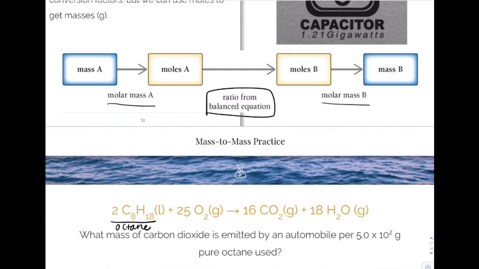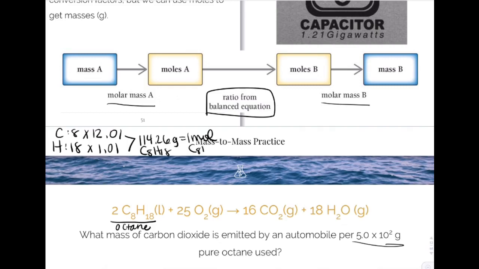Okay, to work this out, we're going to find the molar masses first because I'm given the mass of octane. So I need the molar masses. To find the molar mass, I'm going to do 8 carbons, 18 hydrogens, and add that up. Don't put anything regarding the 2 in your molar mass, because molar mass by definition is only for 1 mole. So don't worry about the fact that there's a 2 in front. I get 114.26 grams per mole, and this is of octane. So I need to make sure I'm writing what it's for.